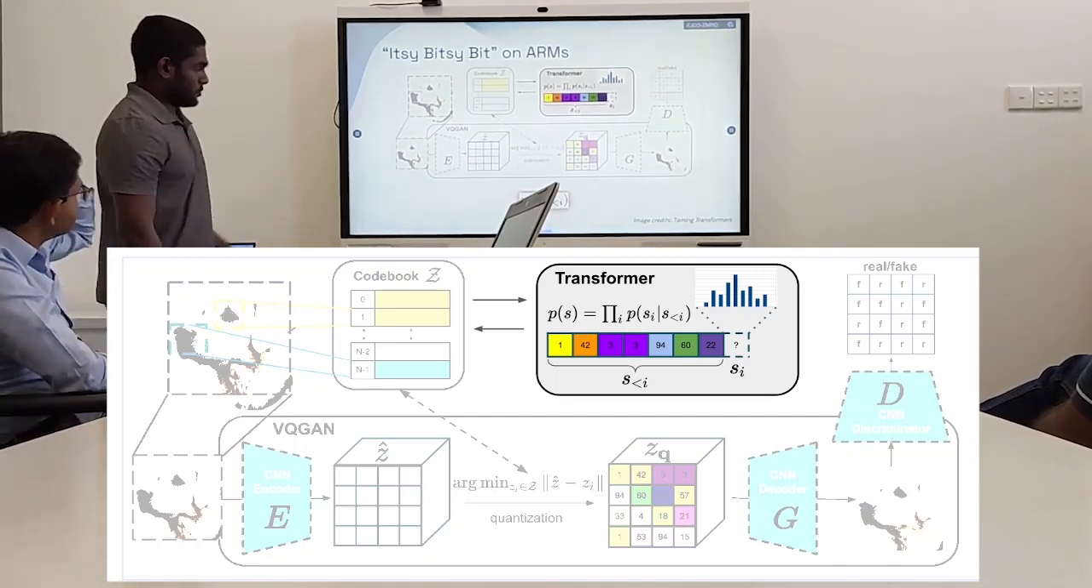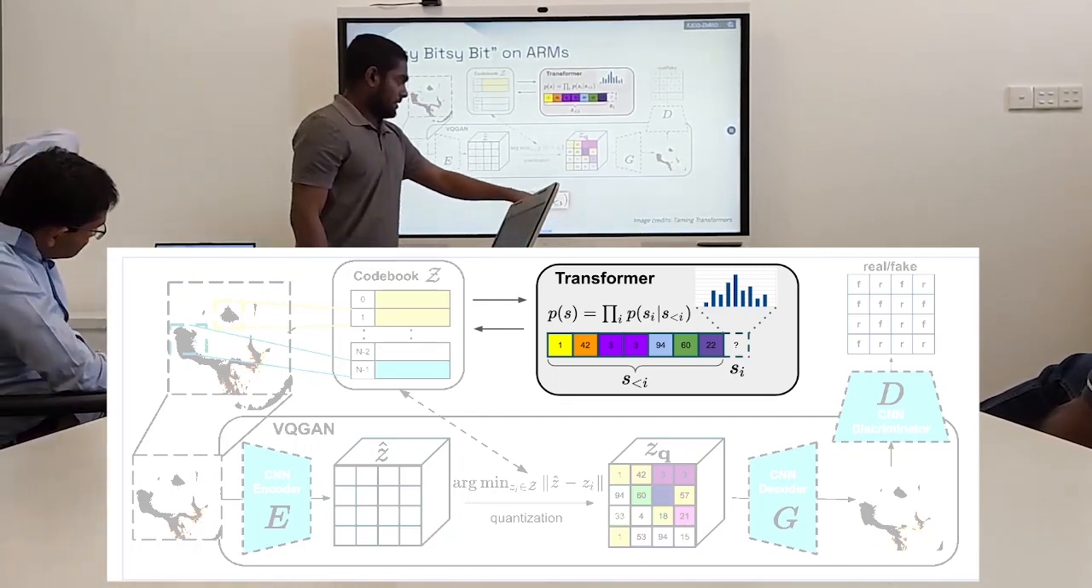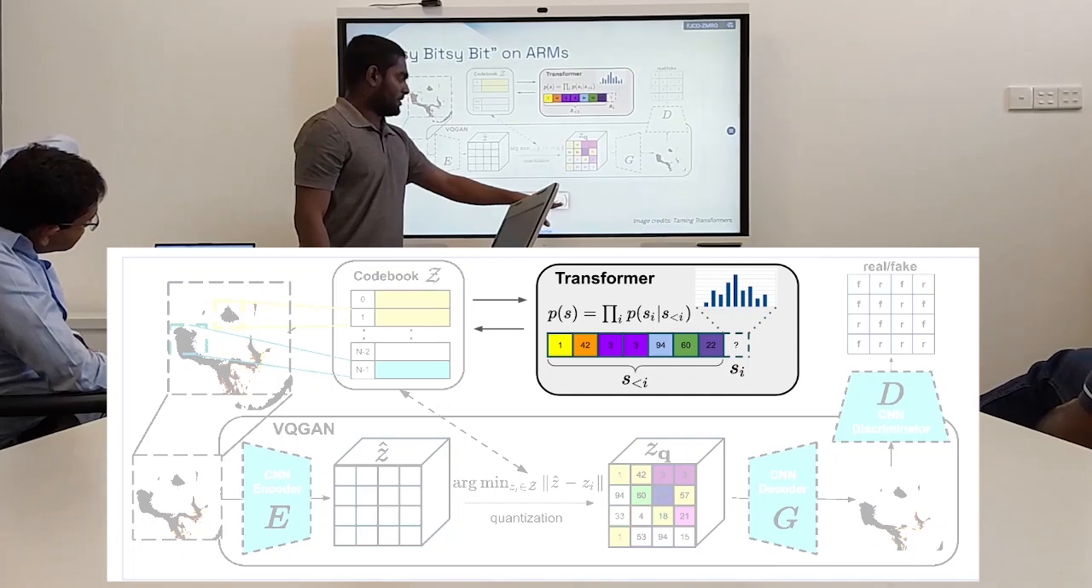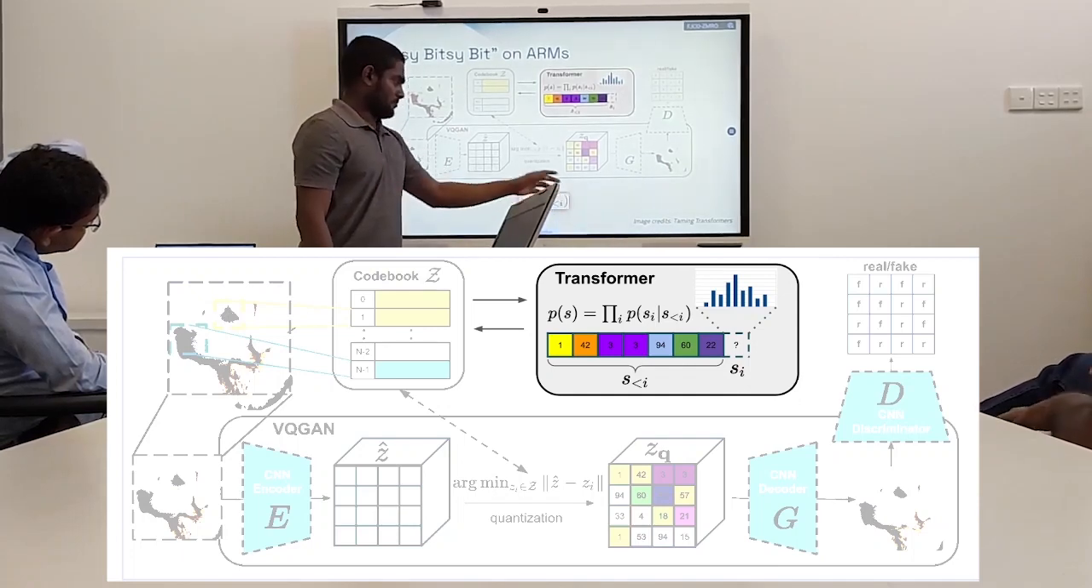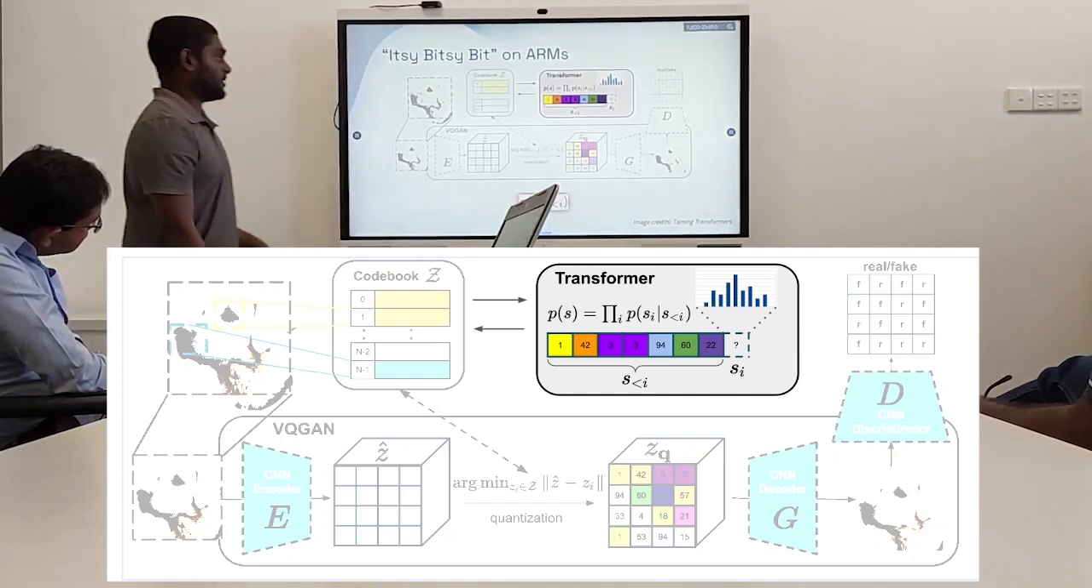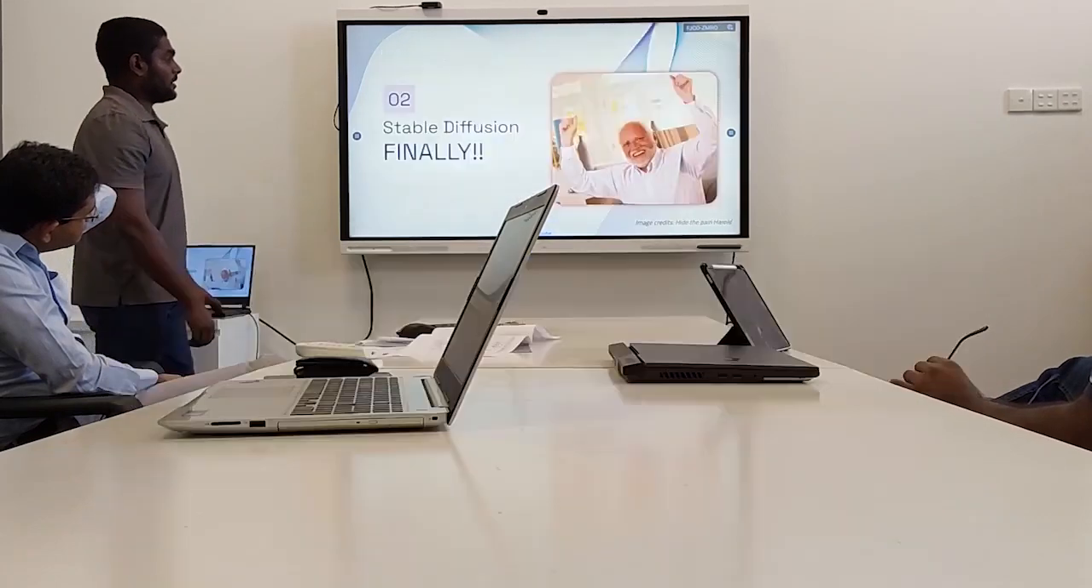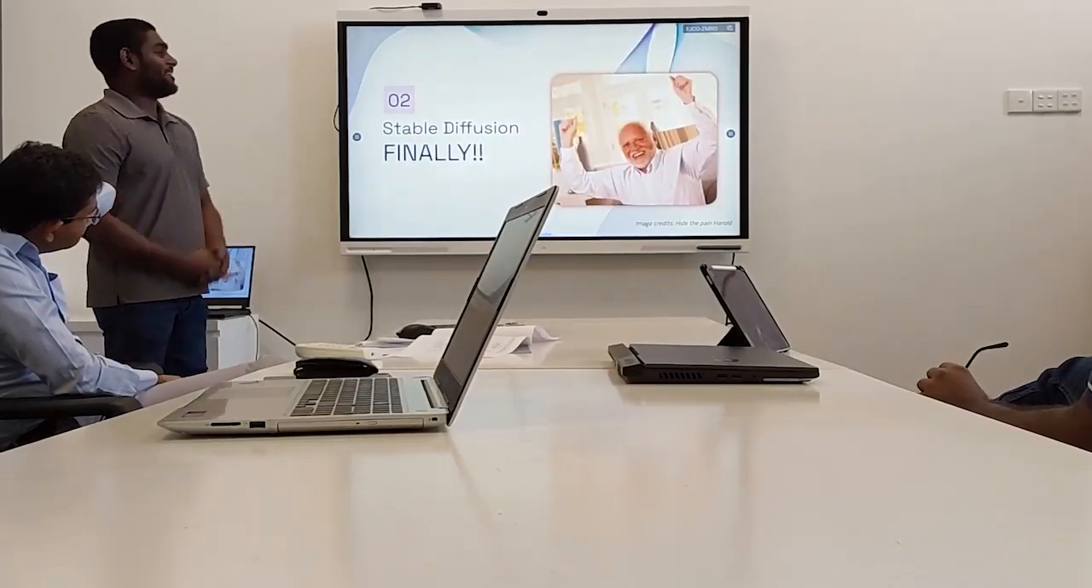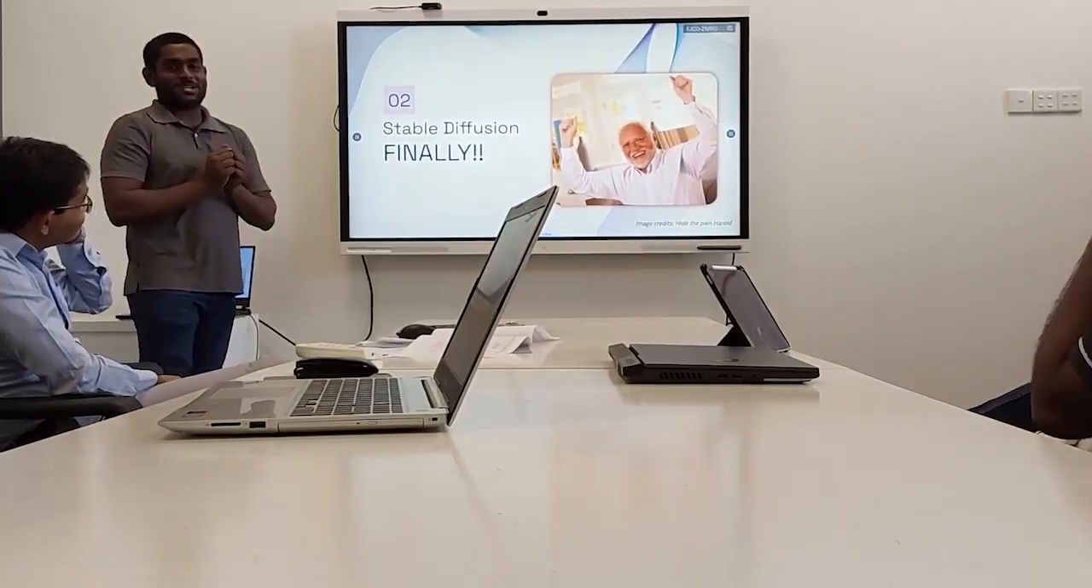So when we have the samples for previous i values, we use those previous values to predict the next sample, that means the sample at i. Finally, we can go into stable diffusion.